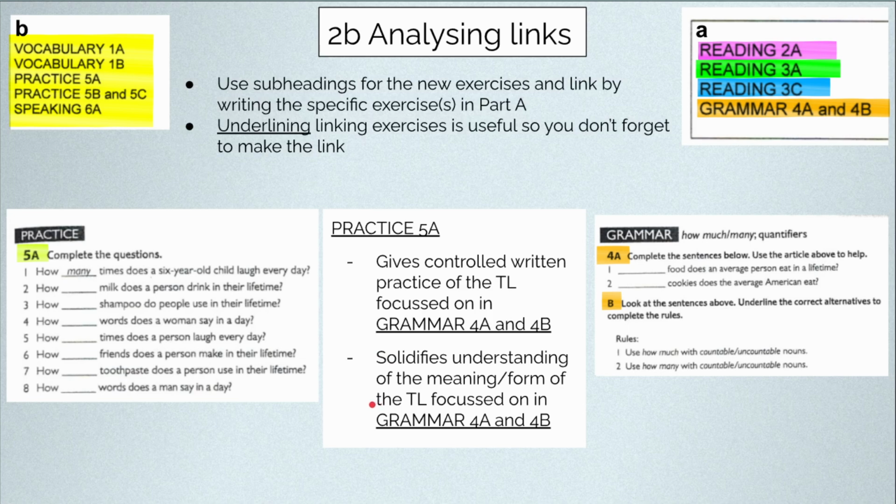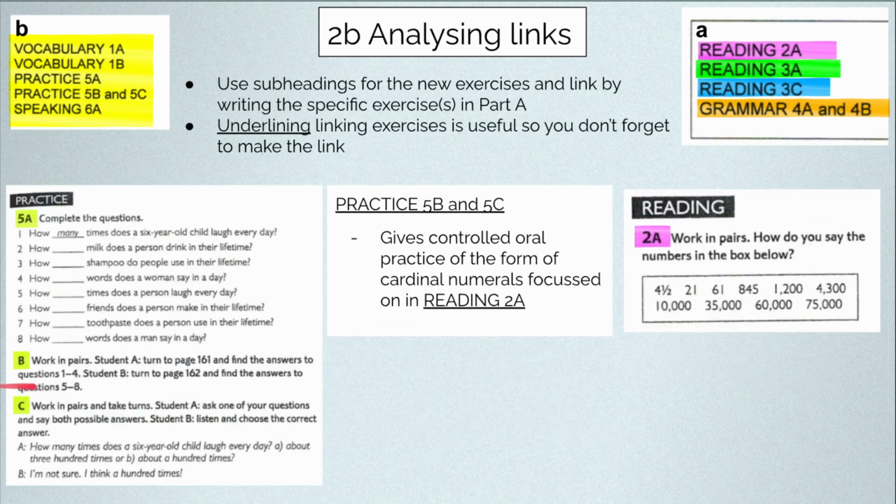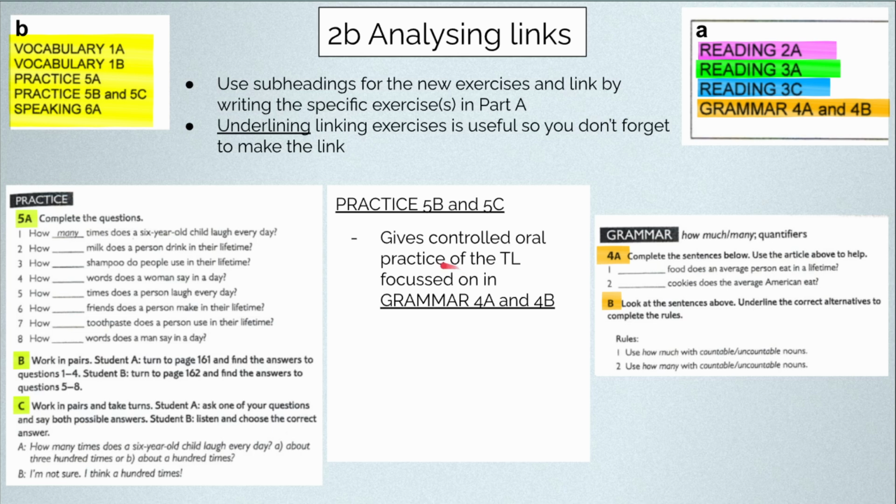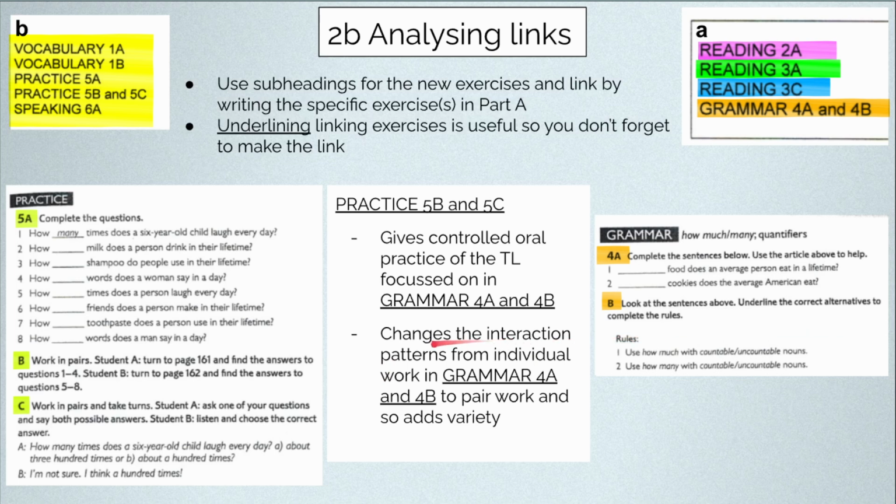For practice 5b and c, this gives controlled oral practice of the form of cardinal numbers focused on in reading 2a. "845, 300 times," for example. Linking B and C with grammar 4a and b, it gives controlled oral practice of the target language focused on in grammar 4a and b, and changes the interaction patterns from individual work here to pair work, and so adds variety.